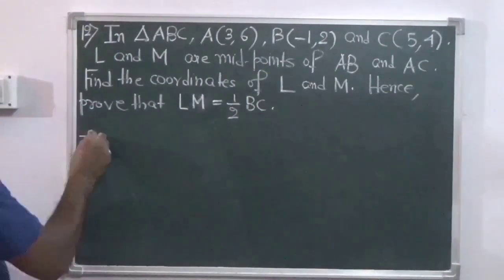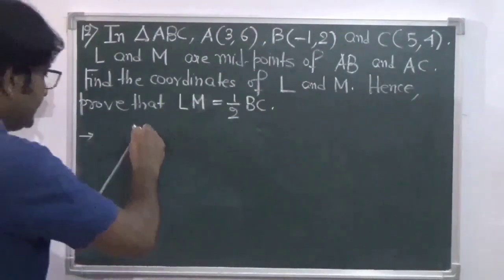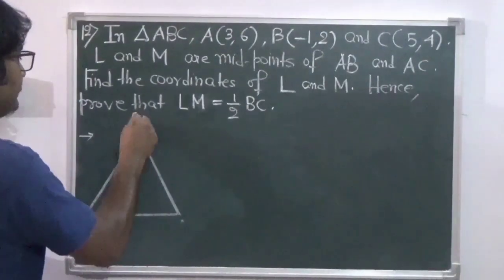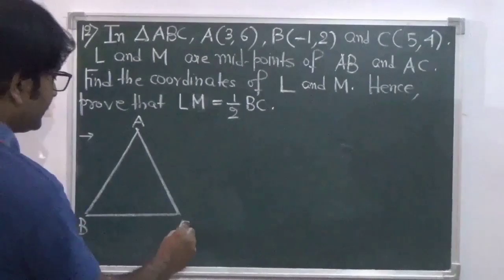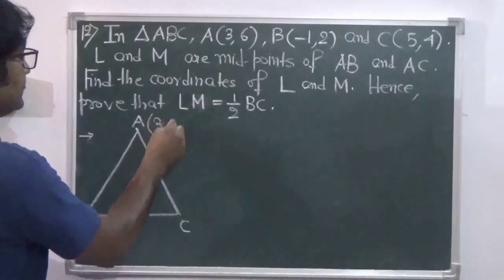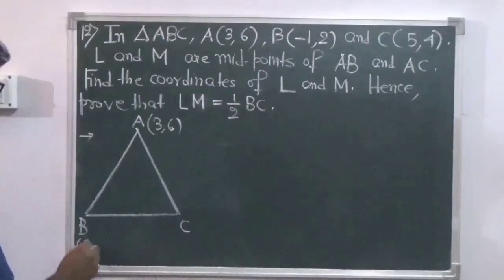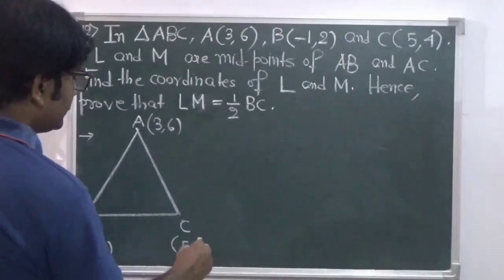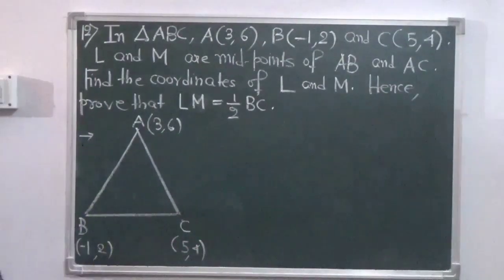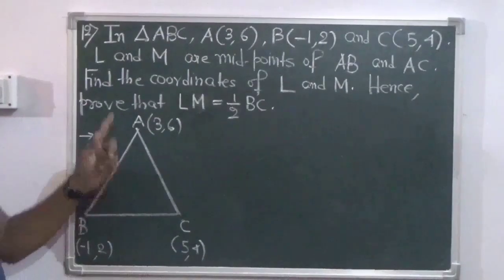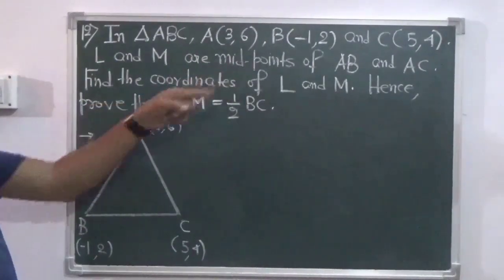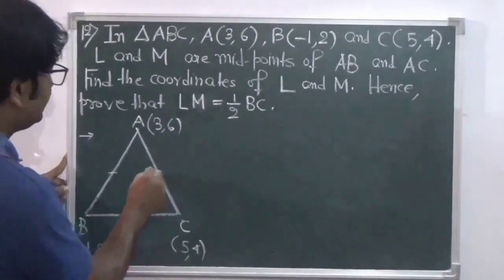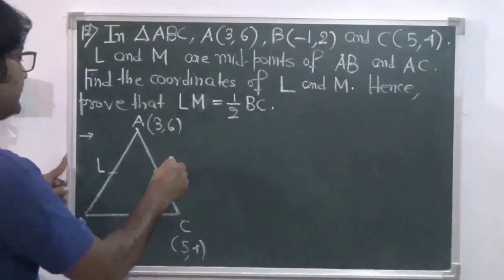First let us draw the diagram. It will be much more clear once we draw the diagram. This is A, this is B. So ABC is the triangle, A (3, 6), B (minus 1, 2) and C (5, 4). So A, B, C are the vertices of the triangle ABC. L and M are the midpoints of AB and AC. So L is the midpoint of AB and M is the midpoint of AC. So this is L and this is M.